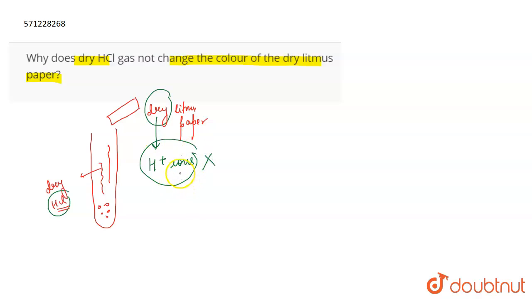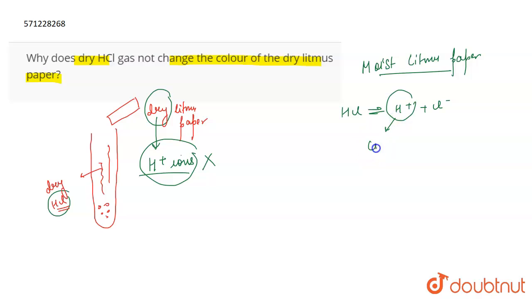H plus ions are not going to be formed, because for H plus ions to form, HCl has to dissociate, and HCl can dissociate only if it gets moisture, right? So basically, if you take a moist litmus paper, this HCl is going to dissociate to give H plus and Cl minus, and this H plus will be responsible for the color change. It is going to change the color of the blue litmus paper to red, right?